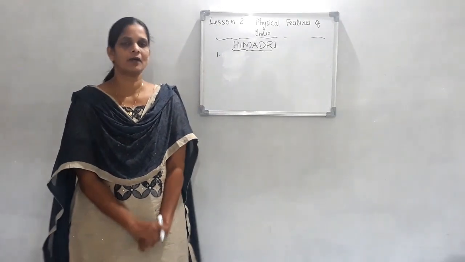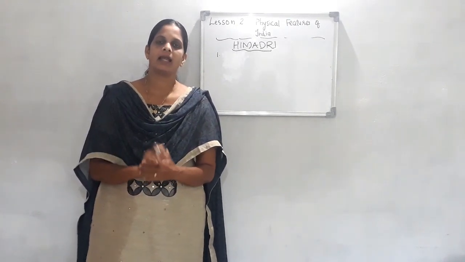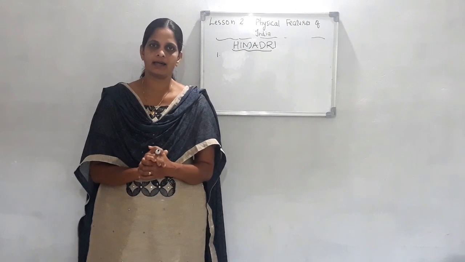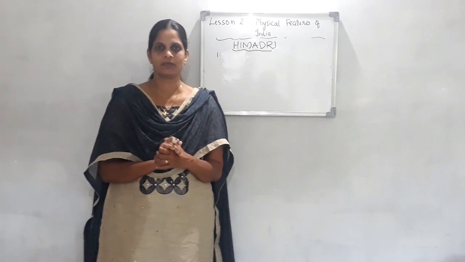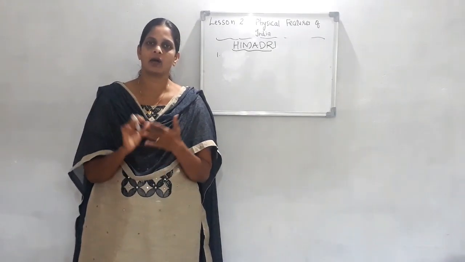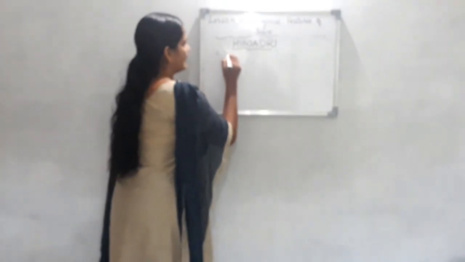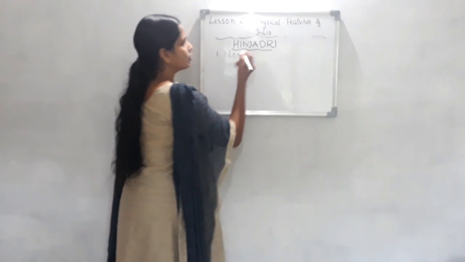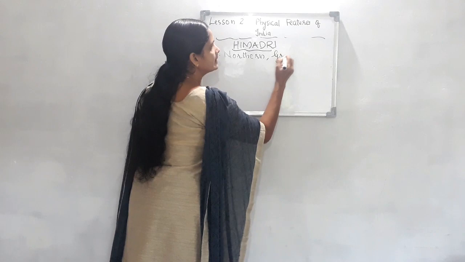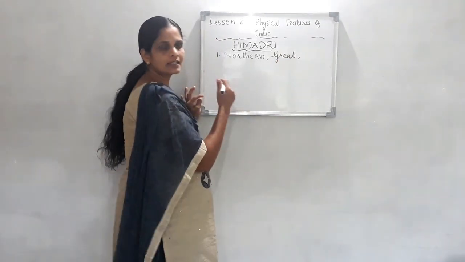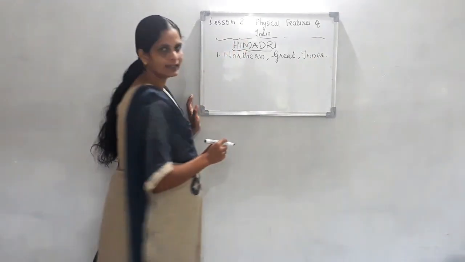Okay, the first point is Himadri, a parallel range of Himalaya, lies in the very northern part of Himalaya. That means the northern side of Himalaya is called Himadri. Himadri is otherwise called Northern Himalaya or Great Himalaya. You should learn all these terms. Or Inner Himalaya. That is the first very important point.